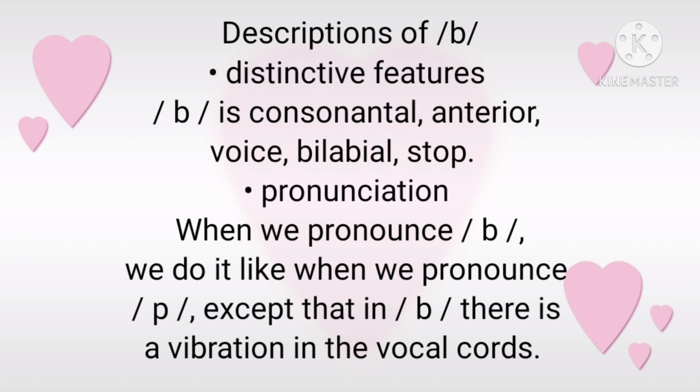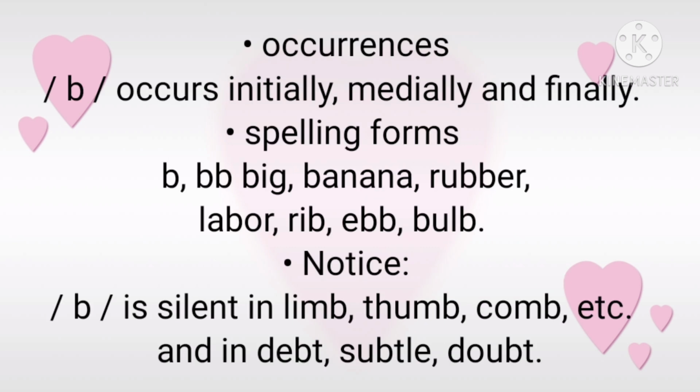Description of B. Distinctive features: B is consonantal, anterior, voiced, bilabial, stop. Pronunciation: when we pronounce B, we do it like when we pronounce P, except that in B there is a vibration in the vocal cords. Occurrence: B occurs initially, medially, and finally. Spelling from B, double B: big, banana, rubber, labor, rib, app, bull. Notice B is silent in limb, thumb, comb, and in debt, subtle, doubt.